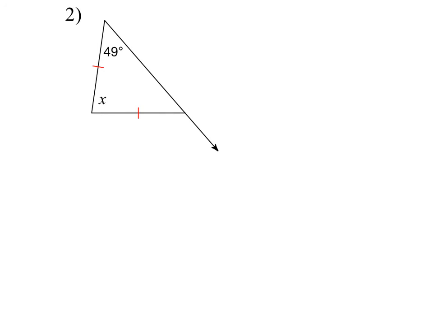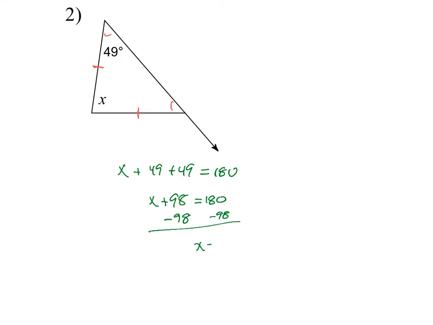Second exercise, very similar to the first one. Because these two sides are congruent, that means that the angles are congruent. So x plus 49 plus 49 equals 180. So x plus 98 equals 180, minus 98. So x equals 82 degrees.